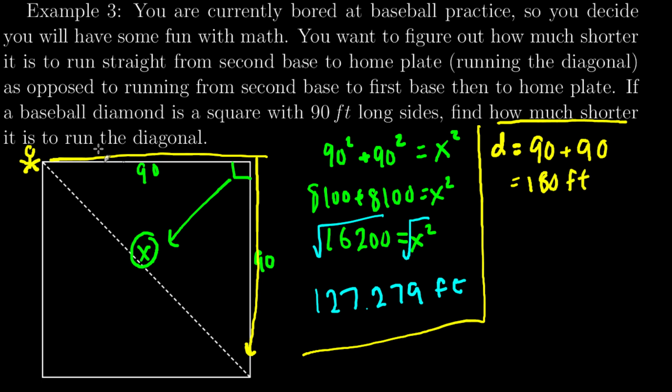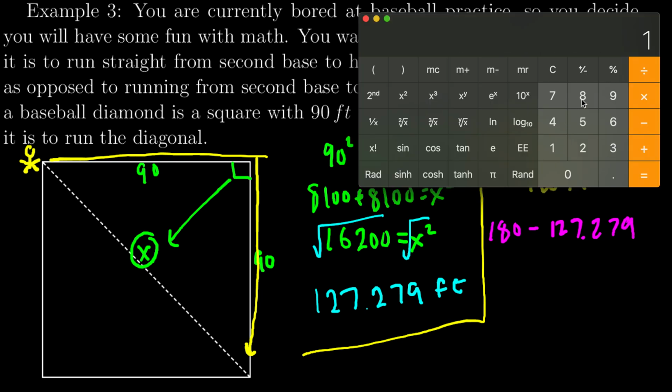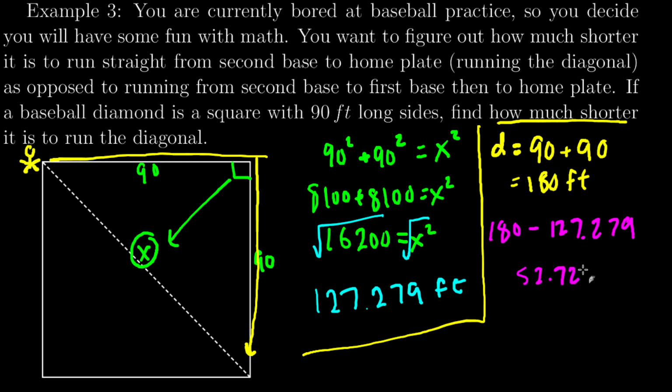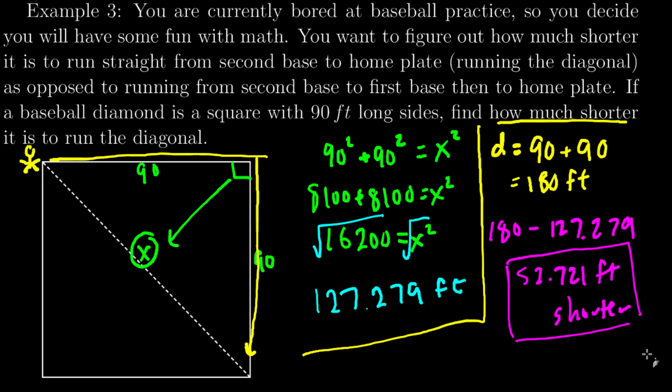I also know that if I just ran straight across the diagonal, then that would be 127.279 feet. So to find how much shorter this is, just subtract 180 minus 127.279. So 180 minus 127.279. And I get that it is 52.721 feet shorter. So that one involved more work after the right triangle.